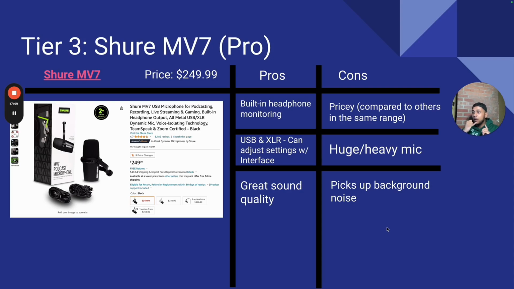It has an option for USB and XLR, so you can adjust the settings with an interface. So if you really did want to pay $50 to $100 for another interface, you can get that and you can adjust the settings, play around with it, and fine tune it to your liking. And the third pro is that it has great sound quality.